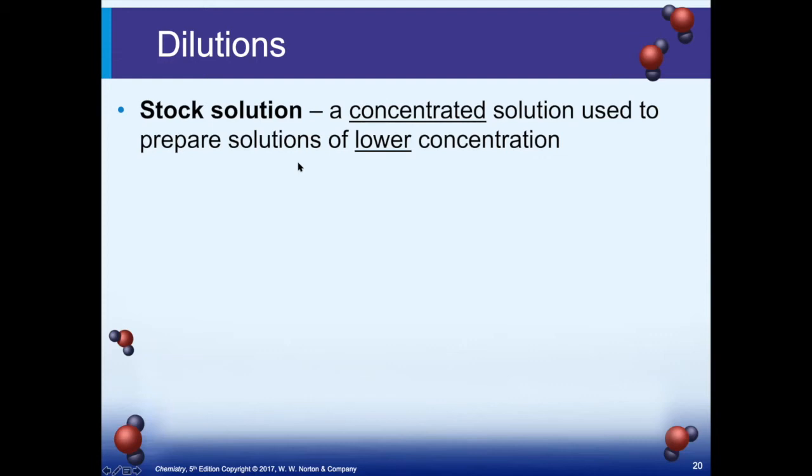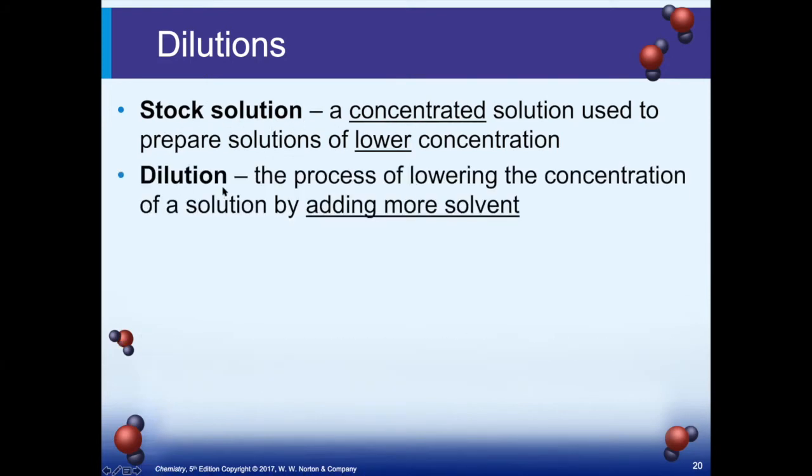It's something that I think most people are familiar with, the idea of diluting a concentrated solution into something weaker. In chemistry, we would just call the starting solution a stock solution because it's more concentrated. Dilution is just the process of lowering the concentration of a solution. And how do you do that?